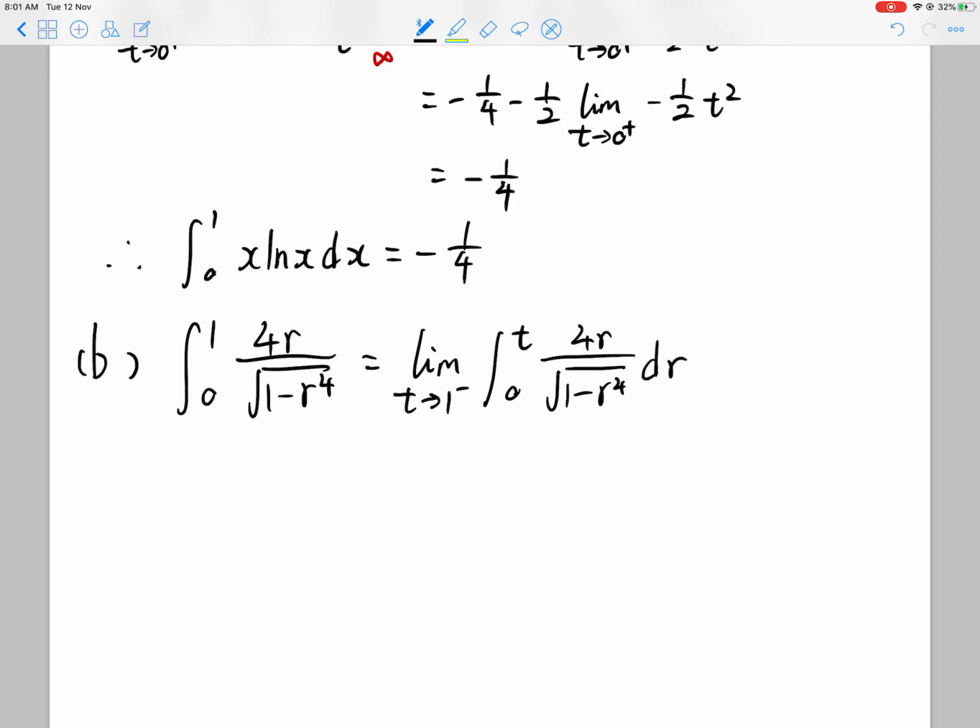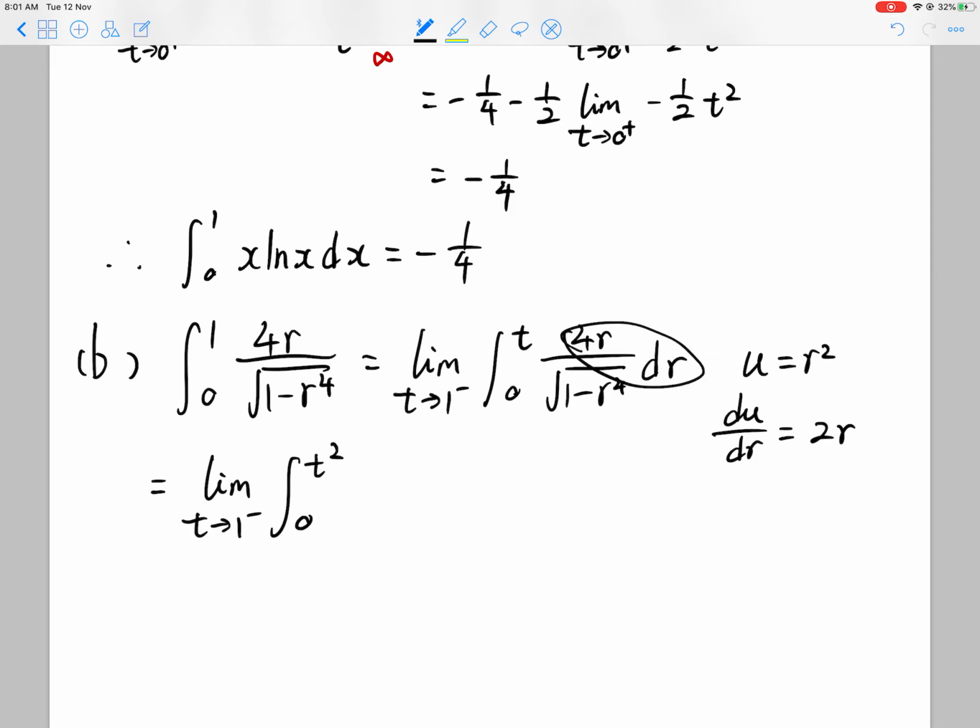Then you use u-substitution. Use u equals r squared, which means du over dr is 2r. Its limit as t approaches 1 from the left. So u is r squared: when r is 0, u is 0; when r is t, u is t squared. Then r dr is half du, and the bottom is square root of 1 minus u squared.